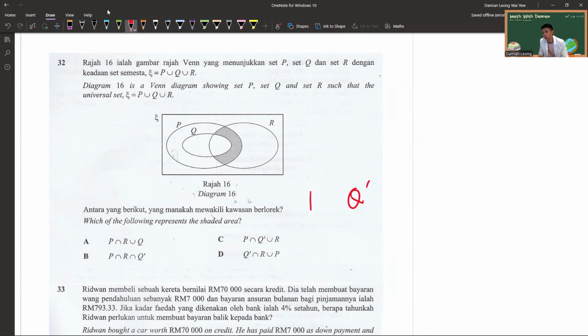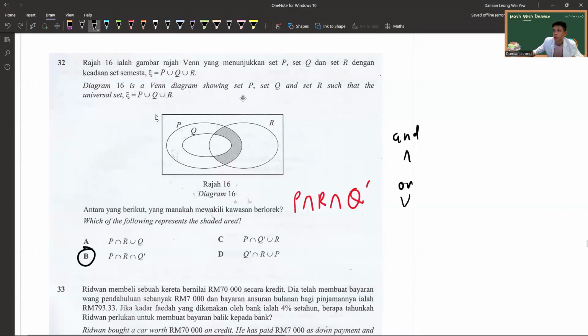Inside P, P. Inside R, R. So all this happening at the same time means intersect. P intersect R, intersect Q prime. Answer B. If it's combining 2 different parts together, then we use union. But if all the conditions at the same time, then we use intersect. So the keyword would be ∩ for intersect, ∪ for union.